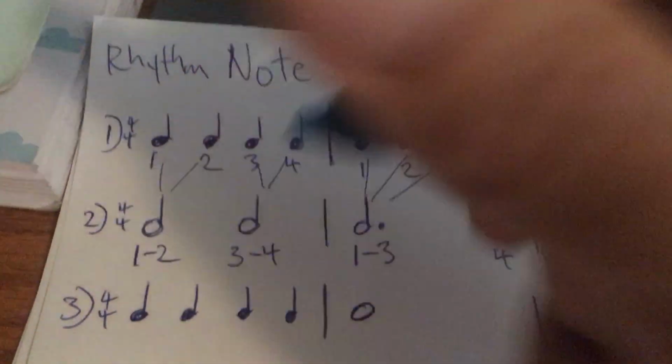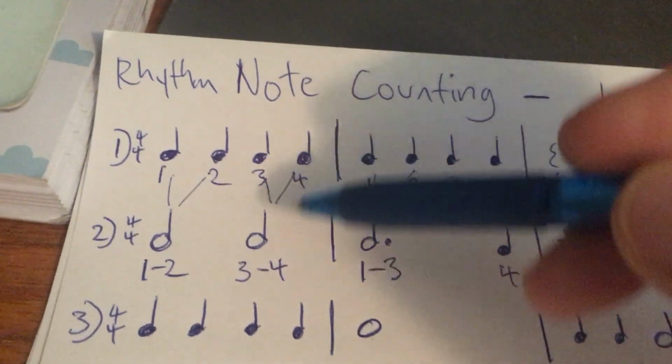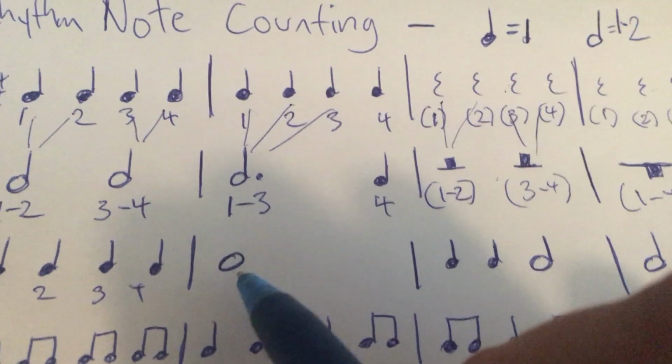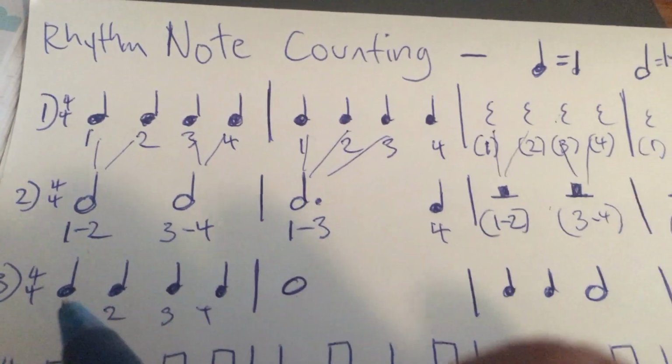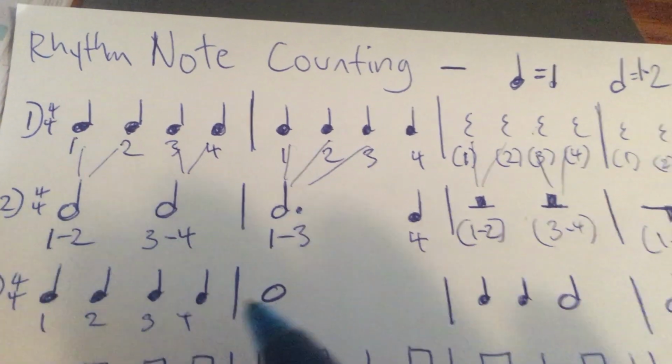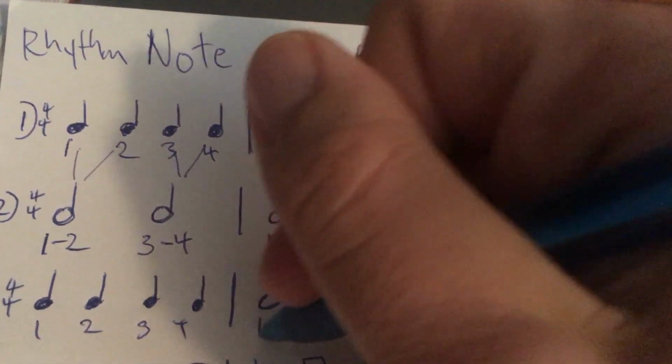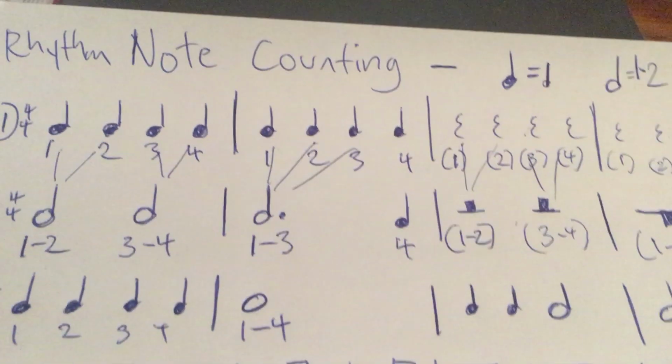Okay, so guys, now let's kind of play around with a few. So here we are. You can already kind of just go up and see what it is. 1, 2, 3, 4. Now this is a note that's worth 4 beats, meaning it's going to take up all 4 of these. This is a whole note. This is going to be written 1 through 4.